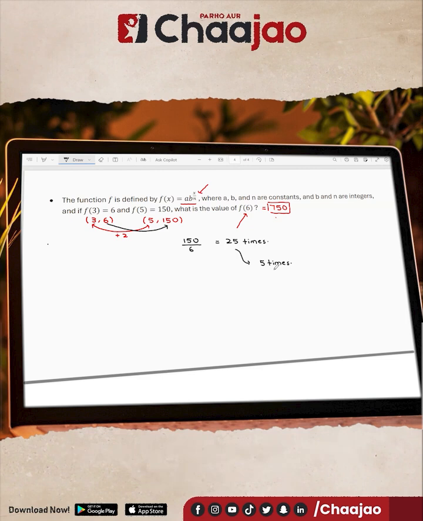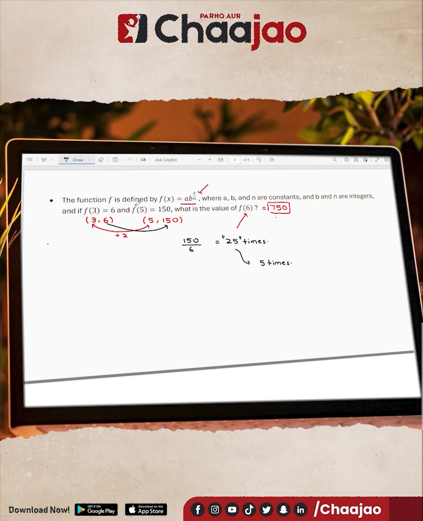So when the value of x increases by 1 more, the value of y is going to increase by 5 times. Altogether, that would give you 25 times. You can simply take the square root of this number to figure out how many times the y value grows when the value of x changes by 1 unit.